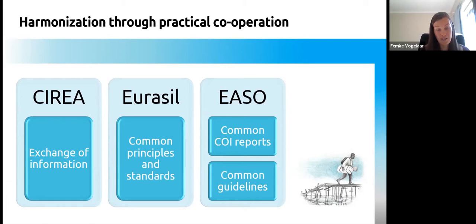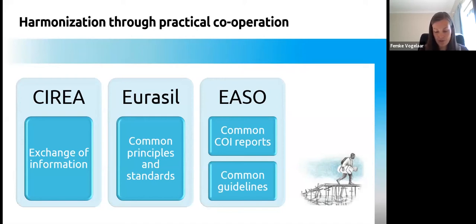Then in 2002, CIREA was renamed Eurasil, and under Eurasil, the main focus at first was still on exchange of COI, but the focus changed when the Common European Asylum System was formally created. Eurasil became the framework for the facilitation of practical cooperation around jointly compiling, assessing, and applying country of origin information.